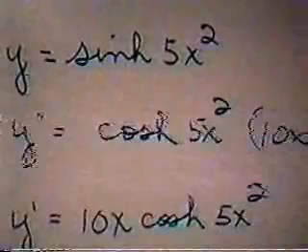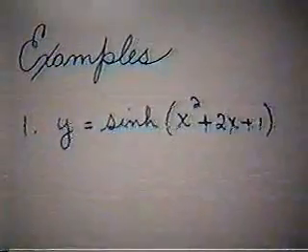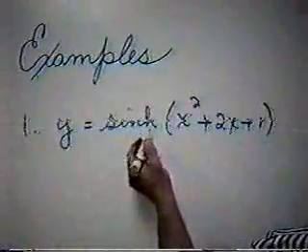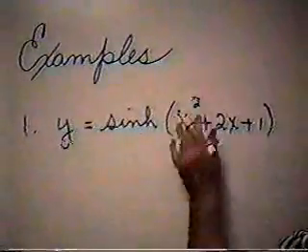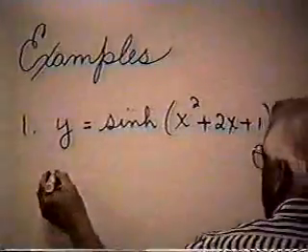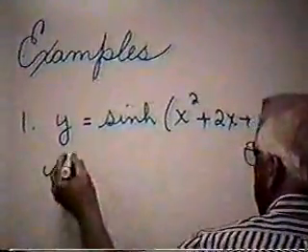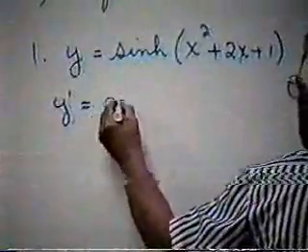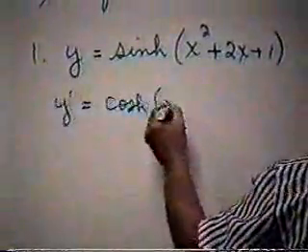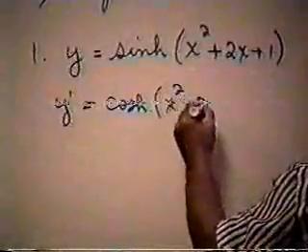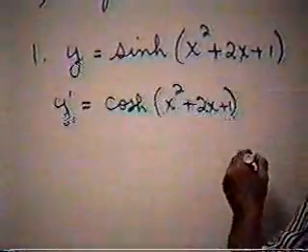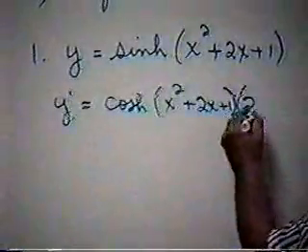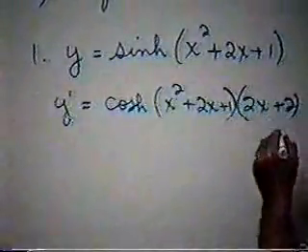Now let's look at some examples. Okay. Y is equal to the hyperbolic sine of all that. So the derivative of y is y prime, and the derivative of hyperbolic sine is hyperbolic cosine. And then I just write all this down, and then times the derivative of this object right here, which happens to be 2x plus 2.